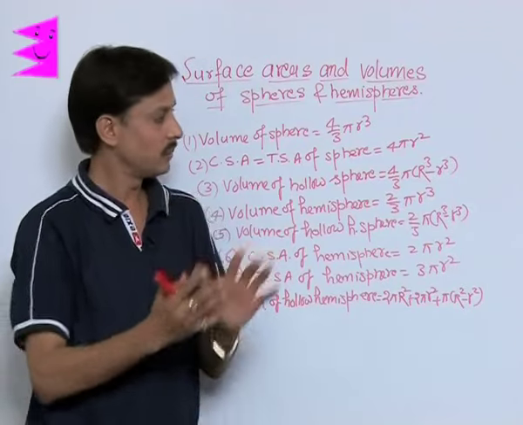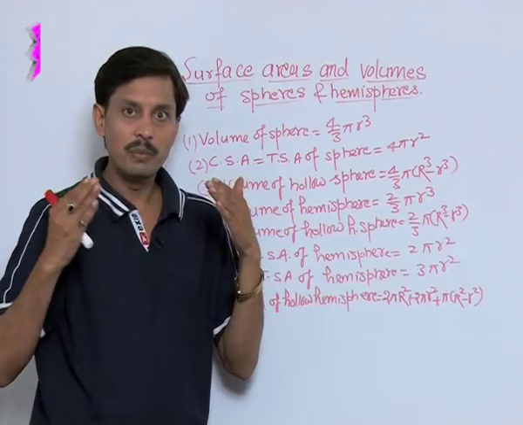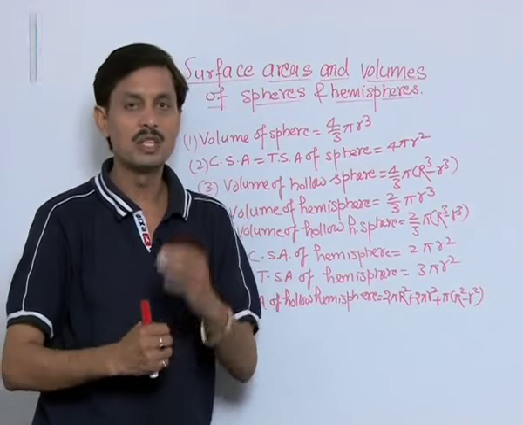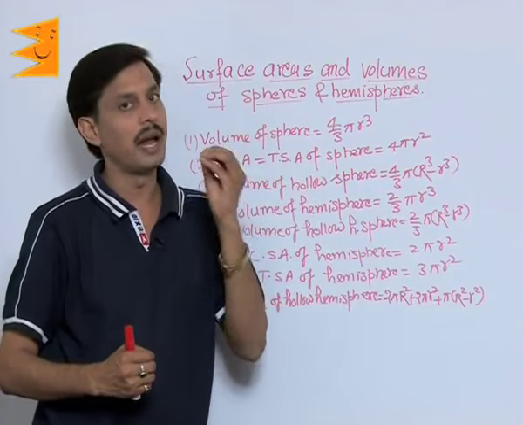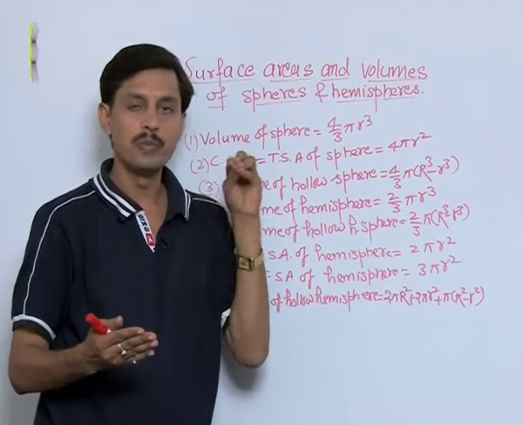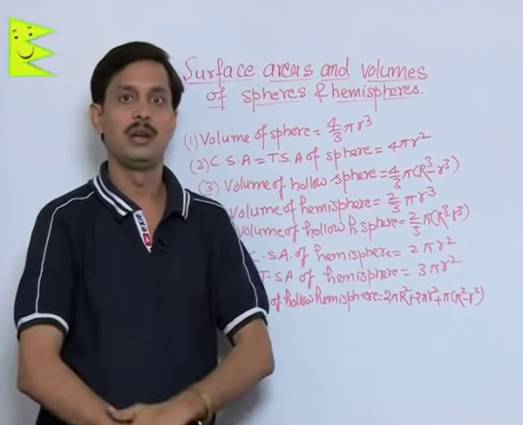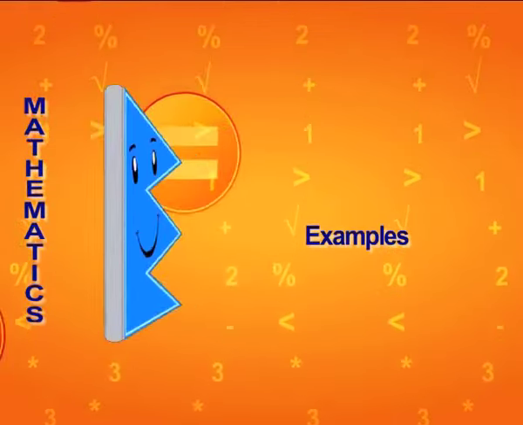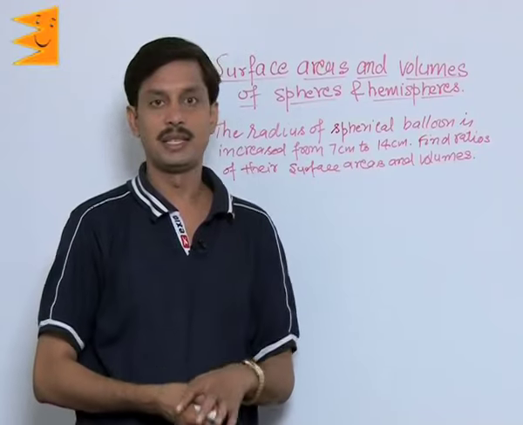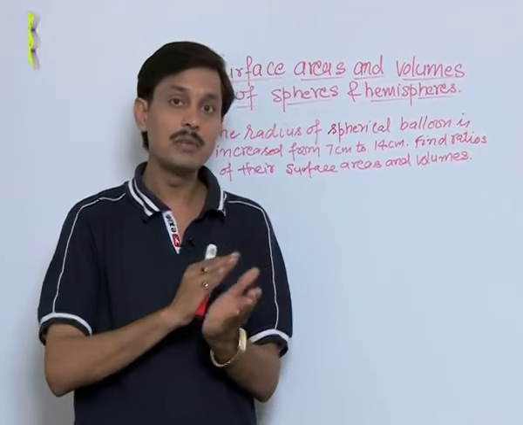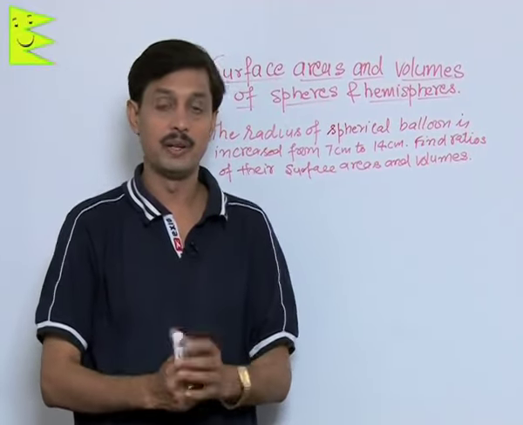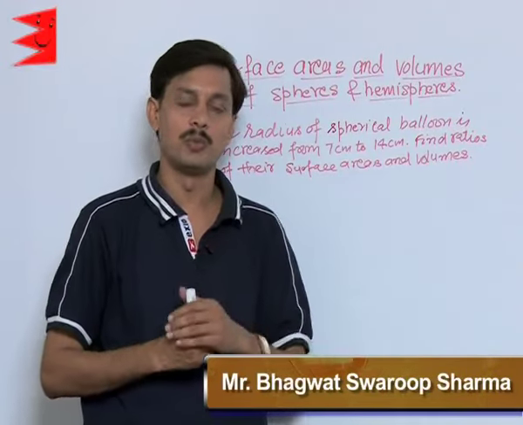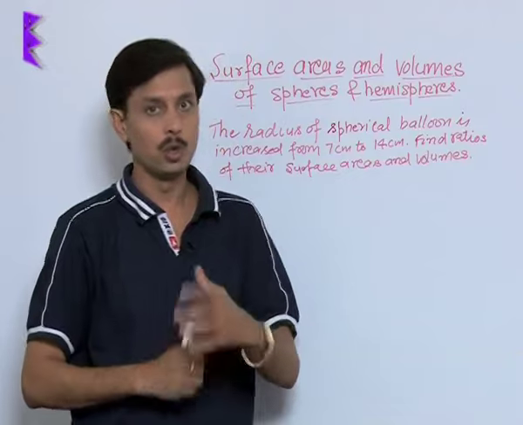These are the direct results which will be used to solve problems based on hemisphere and sphere, volume, CSA and TSA. Now I am taking an example where some change in the radius is made, and how we compare the surface areas and volumes of a sphere in two cases.